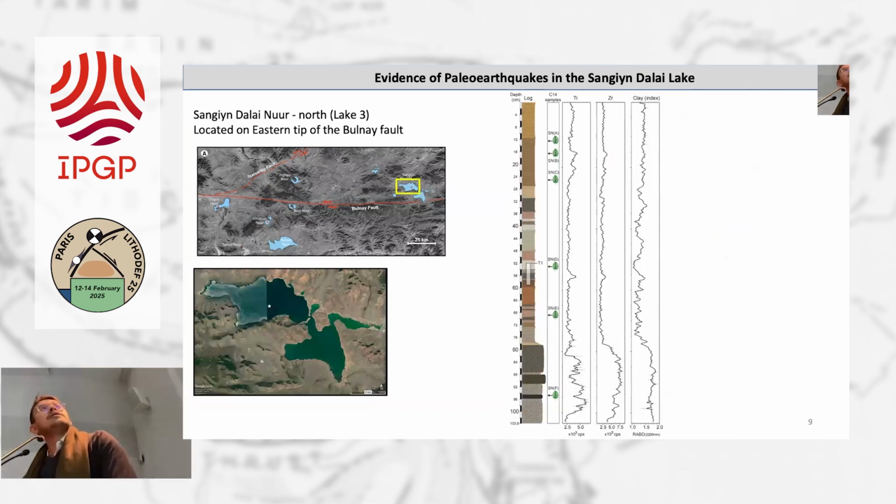Then going to the third one, the third lake is divided into 2 subsystems, on the north and on the south. This particular core was highly damaged at the upper part, so we couldn't find any trace of 1905, but still we identified some anomalies.